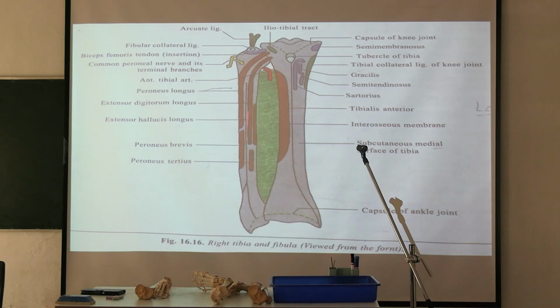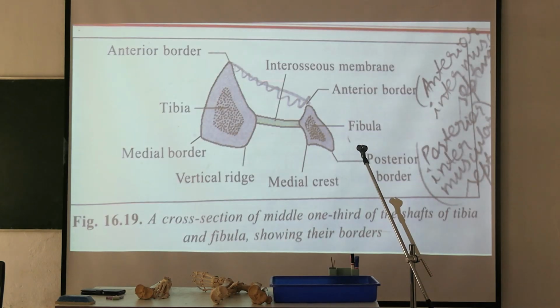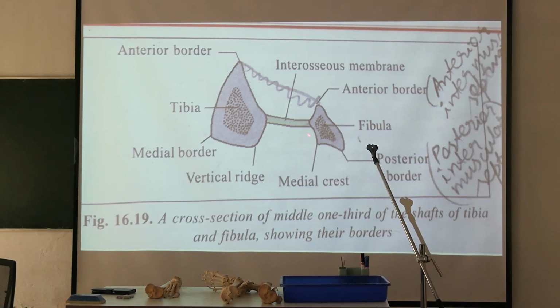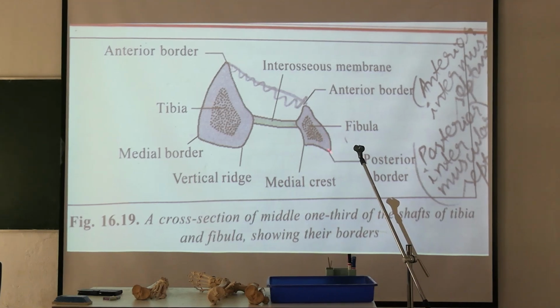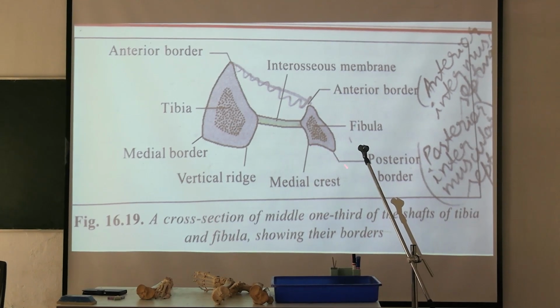And over the interosseous border, attachment of the interosseous membrane, and the gap at the upper end has been shown. So this is how it is connected. This is a section of tibia, this is fibula. Interosseous borders of these two bones are connected via the interosseous membrane. Anterior border, posterior border, and this is the interosseous or medial border, and this is the medial crest, dividing the posterior surface into medial and lateral parts, then the lateral surface, anterior surface.